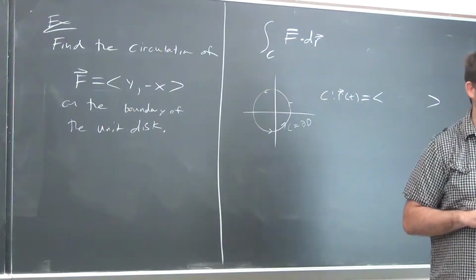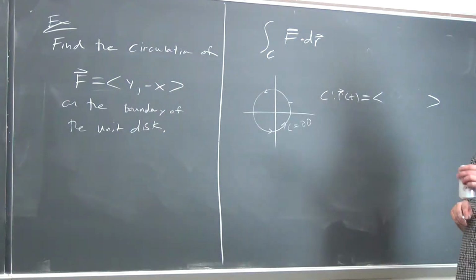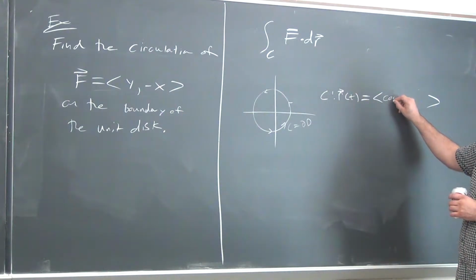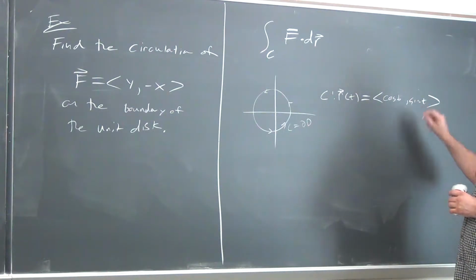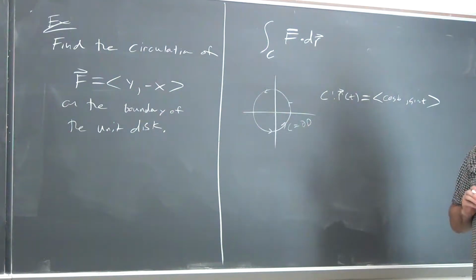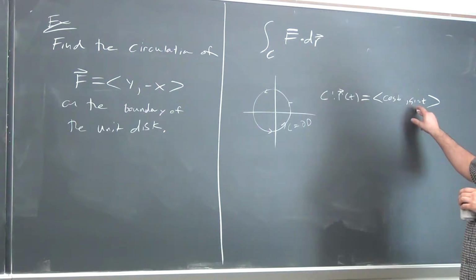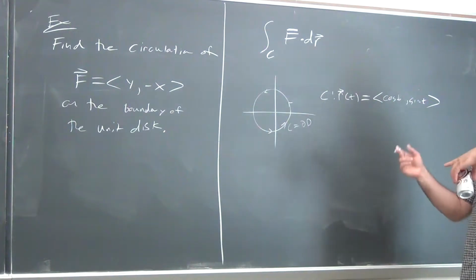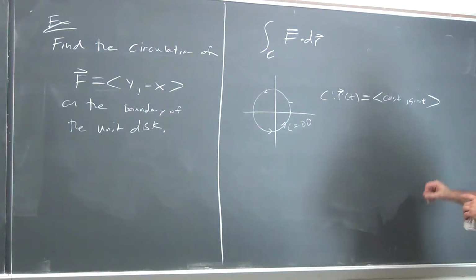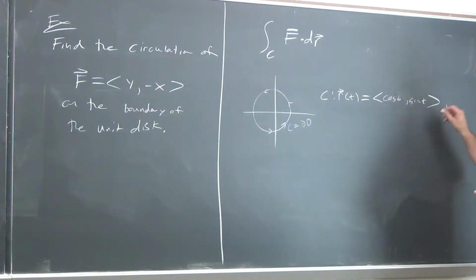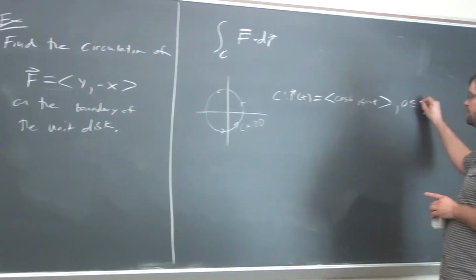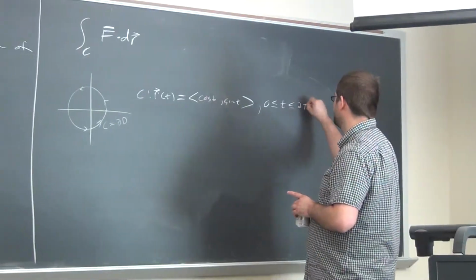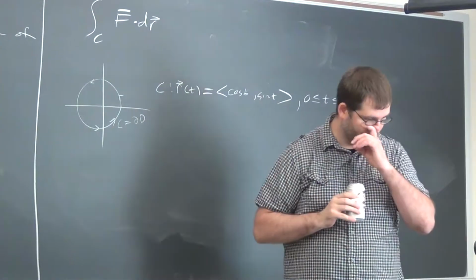And so which parameterization does that? Cosine t, sine t. If for some reason you were asked to go the negative of the boundary, so you'd go clockwise, then you could have started with sine, cosine. So just be aware that when you swap places, you change the orientation that you're spinning around. And then to go around the circle once, what are our bounds for t? 0 to 2 pi.